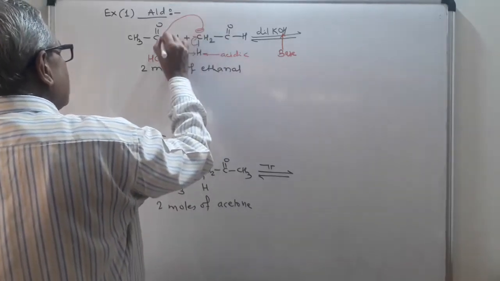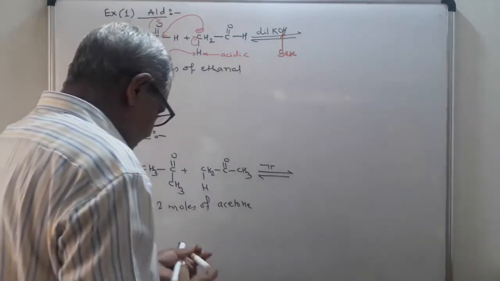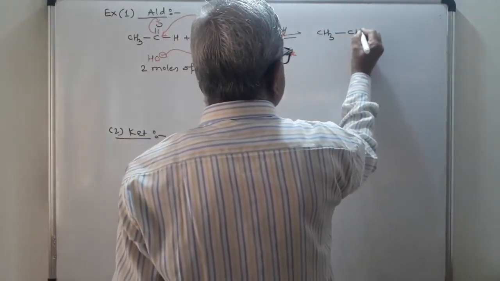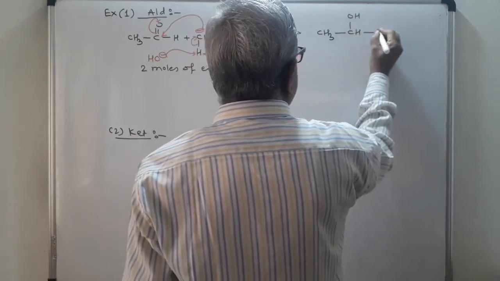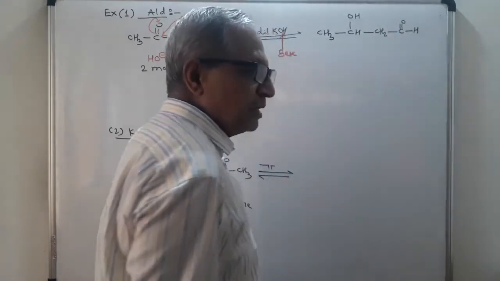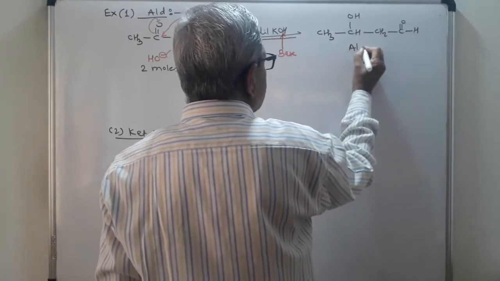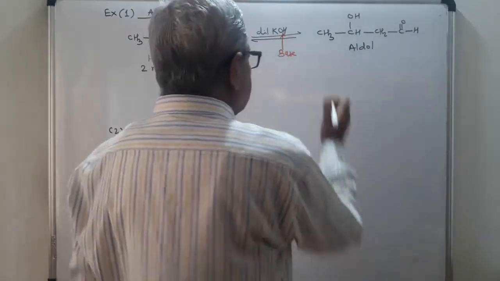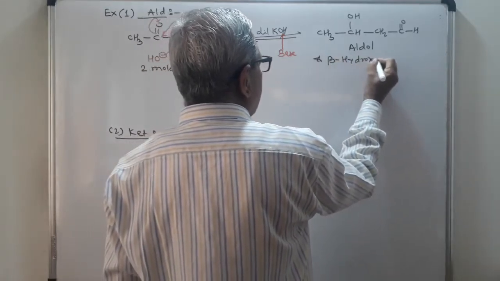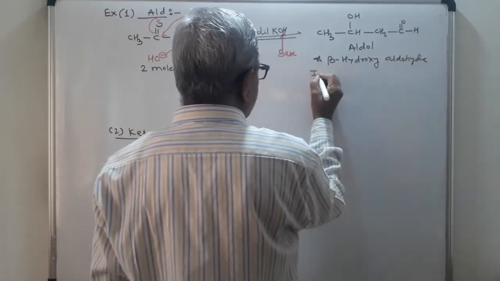Then it will undergo nucleophilic addition to the second molecule, and the pi bond will be broken, and you will get the structure like this: CH3, CH, OH, CH2, C double bond OH. See, this is a bifunctional molecule. One is alcohol and second is aldehyde. It is known as aldol. This is particularly beta hydroxyaldehyde.